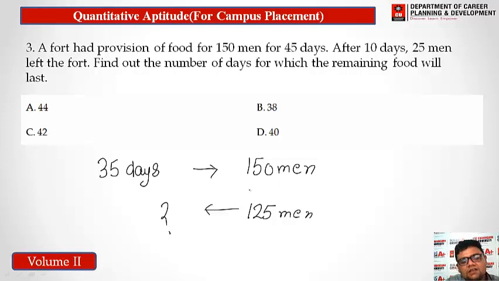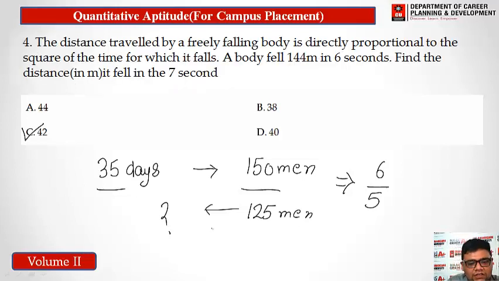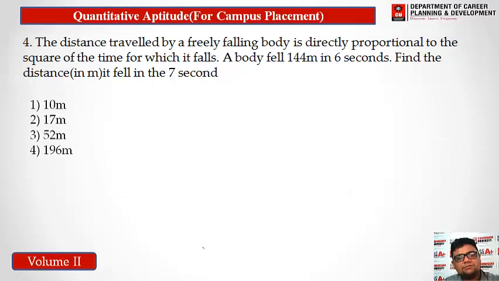You can do this by the proportionate method also, in the proportion in which our men are there, initial and final. So here the men are in the ratio of 6/5, right? Which will give us the answer as 42 days. 42 days will be our correct answer. And we can solve this also in the normal way, which we already knew. So now let us move to the next question.